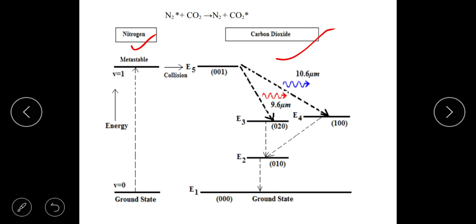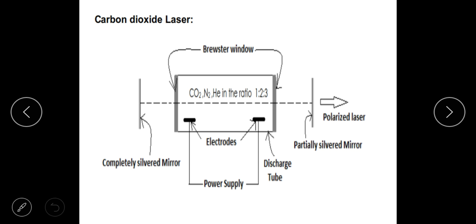Okay, so as usual, the construction is: a CO2 laser will consist of a discharge tube of 2.5 centimeter diameter and 5 meter length. The schematic is shown here. The tube is filled with CO2, nitrogen and helium in the ratio 1 is to 2 is to 3, and some traces of water vapor or hydrogen is added. The two electrodes are provided in the tube for the application of electrical energy as the pumping source. This is very important, and the pressure inside is maintained at 6 to 17 torr. Torr is the unit of pressure.